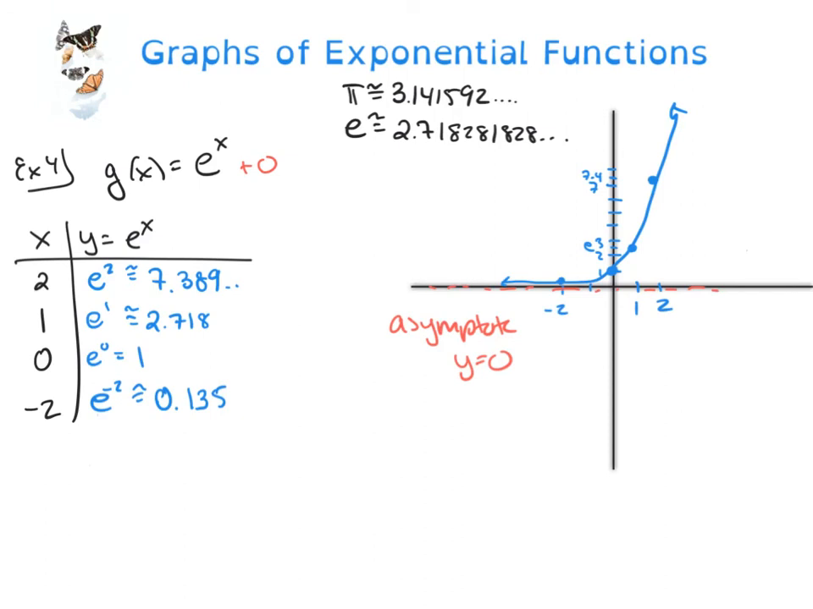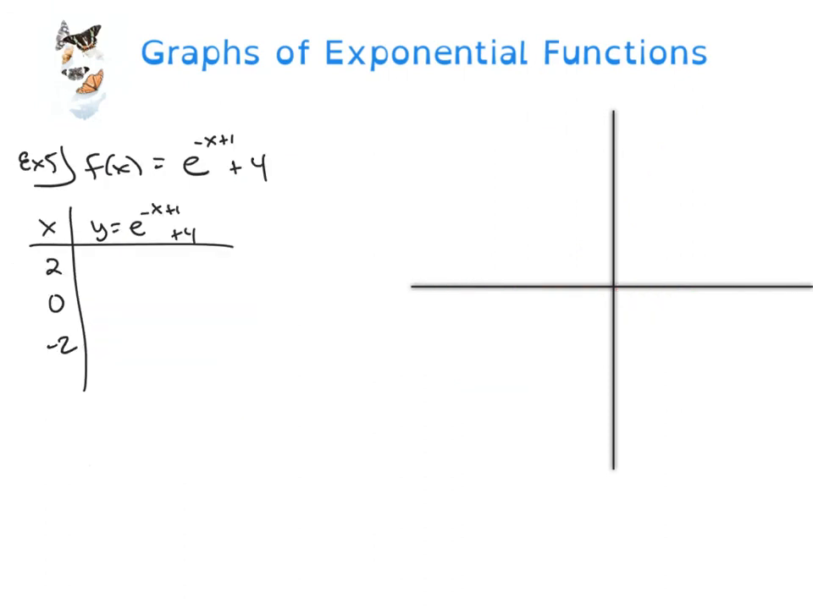Okay, let's do one more graph. For our final example, let's do another graph with e in it, and let's graph f of x equals e to the -x plus 1 plus 4. So first thing, I always like to start off graphing the asymptote when I see it, and this asymptote is at y equals 4. So let's 1, 2, 3, 4. Let's graph that.